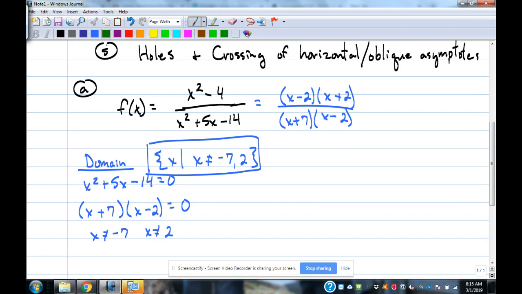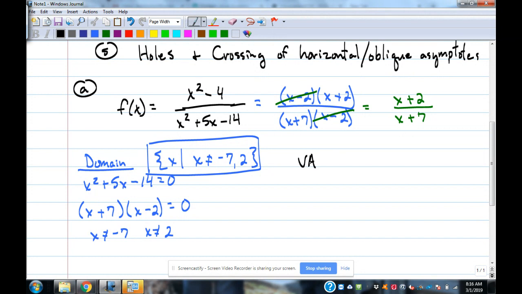What cancels? The x minus 2's. So our simplified form has x plus 2 over x plus 7. Okay, so we've simplified that fraction. Now, because of that cancellation, that tells me that there's going to be a hole in the graph. There's going to be a hole in the graph because of that cancellation.